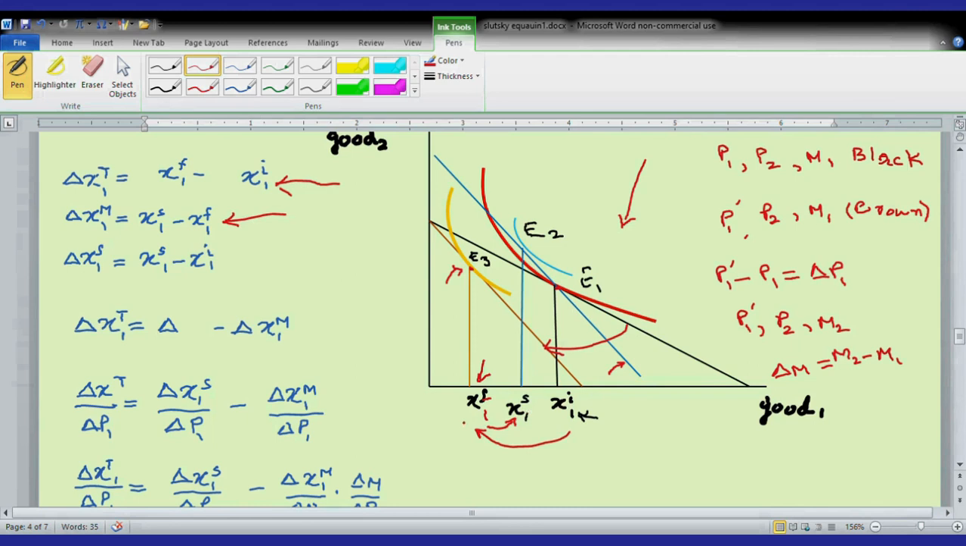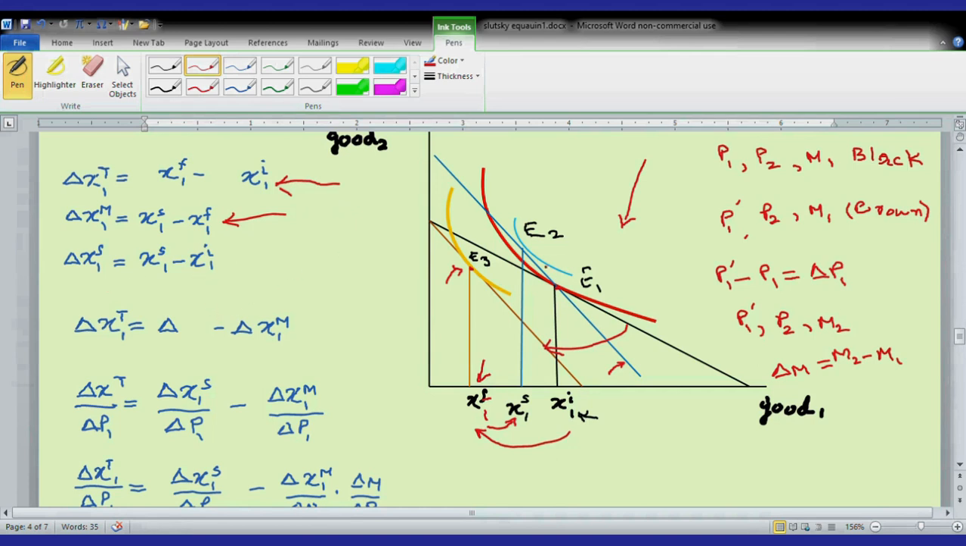Before compensation, the household consumes at point E3, so that initially the consumption was X1F. So from X1S we subtract the amount X1F to see by how many units consumption of good one changes as a result of this compensation. And this is something that is happening due to the change in income. So we could safely say that this is an income effect.